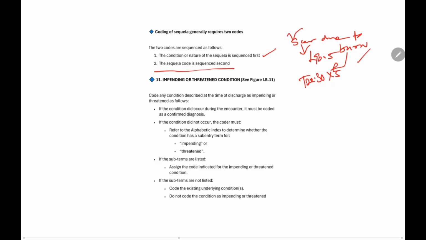Okay, next. Coding of sequela generally requires two codes. The two codes are sequenced as follows. The condition or nature of the sequela is sequenced first, and then the sequela code is sequenced second. For example, scar due to burn. So you will code scar first and burn second, T20.30XS. So always residual code first and then main code second. Mostly we'll see examples like scars and burns only.